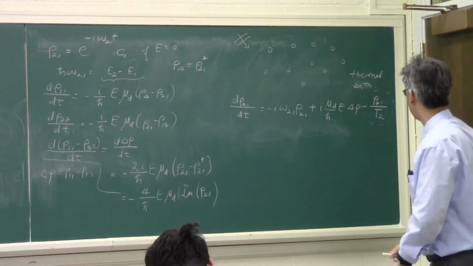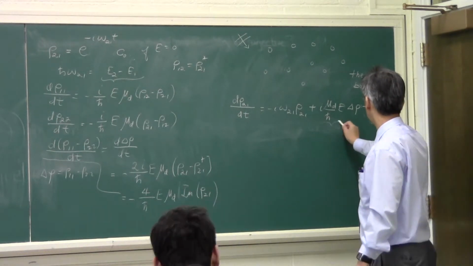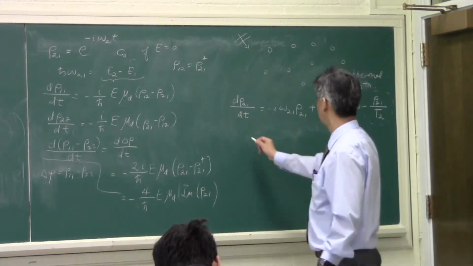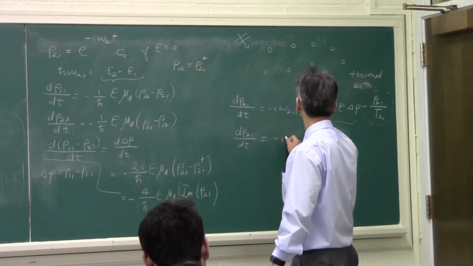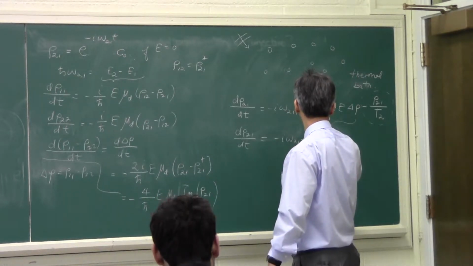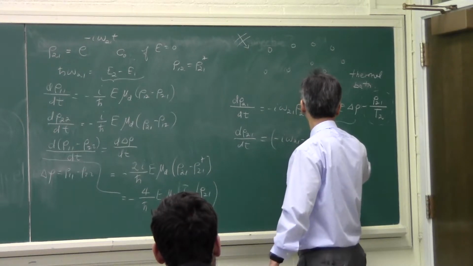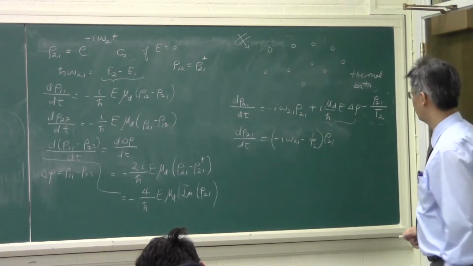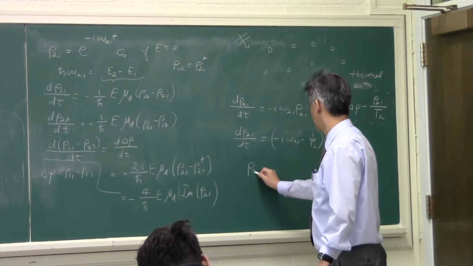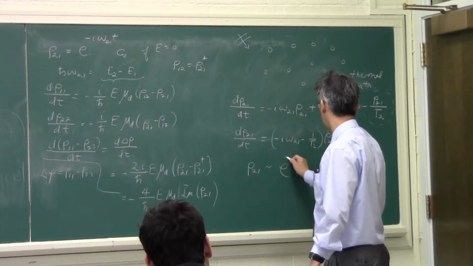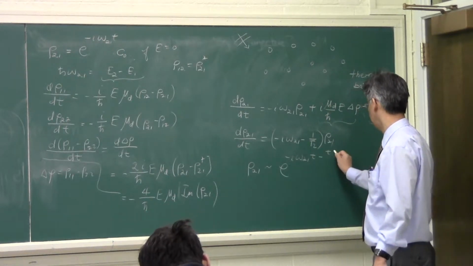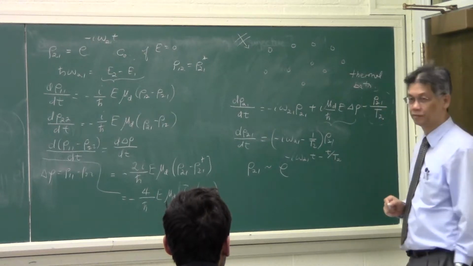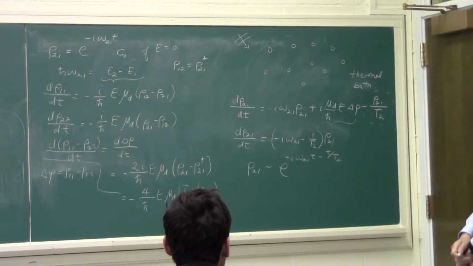The meaning of the last term is that if there's no exciting electric field, if this had been 0, then the equation of motion would just be this one: minus i omega ρ21 minus 1 over T2 ρ21. What is the solution to this equation? It says that ρ21 must be something of this form, e to the minus t over T2. Okay? If there's no excitation by external electric field.